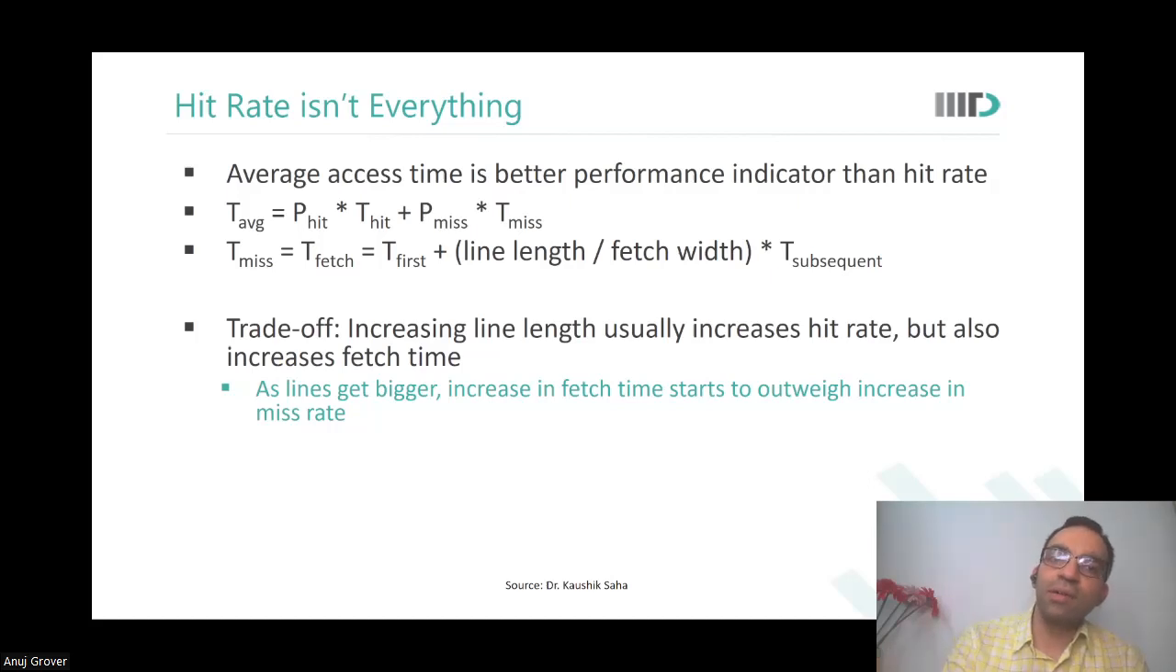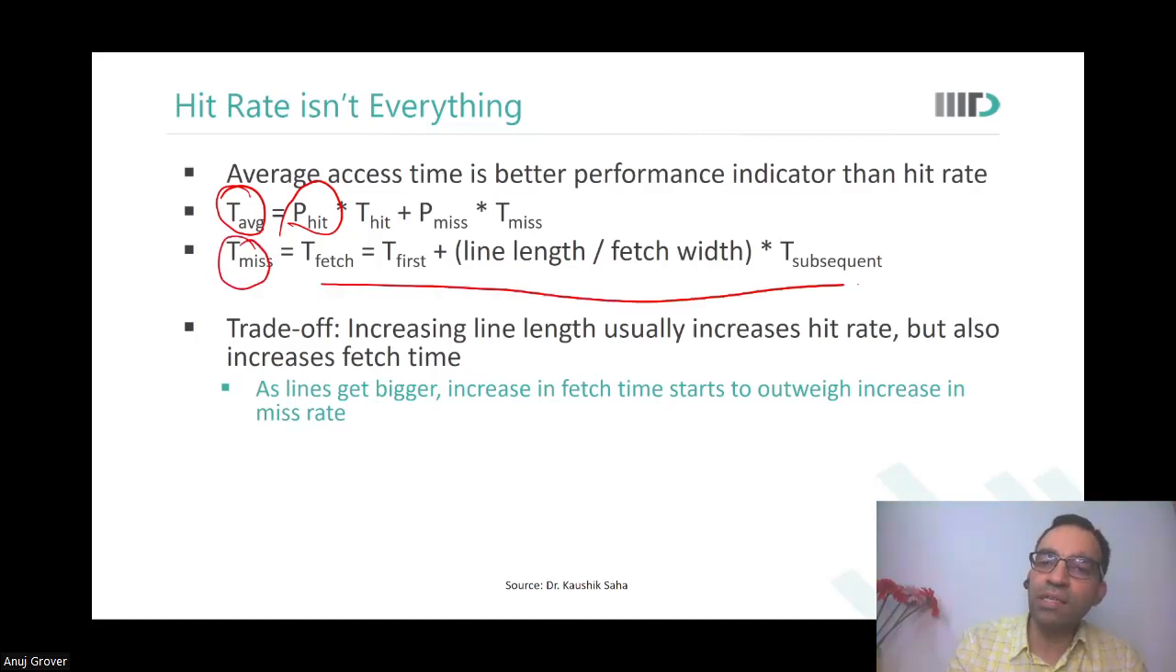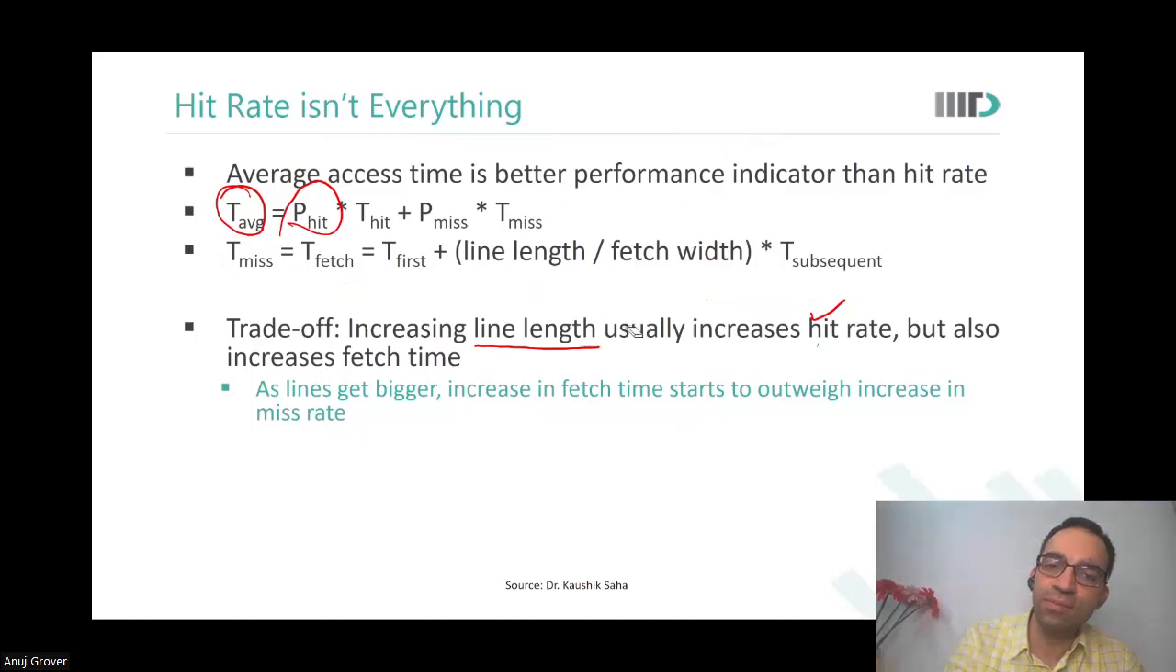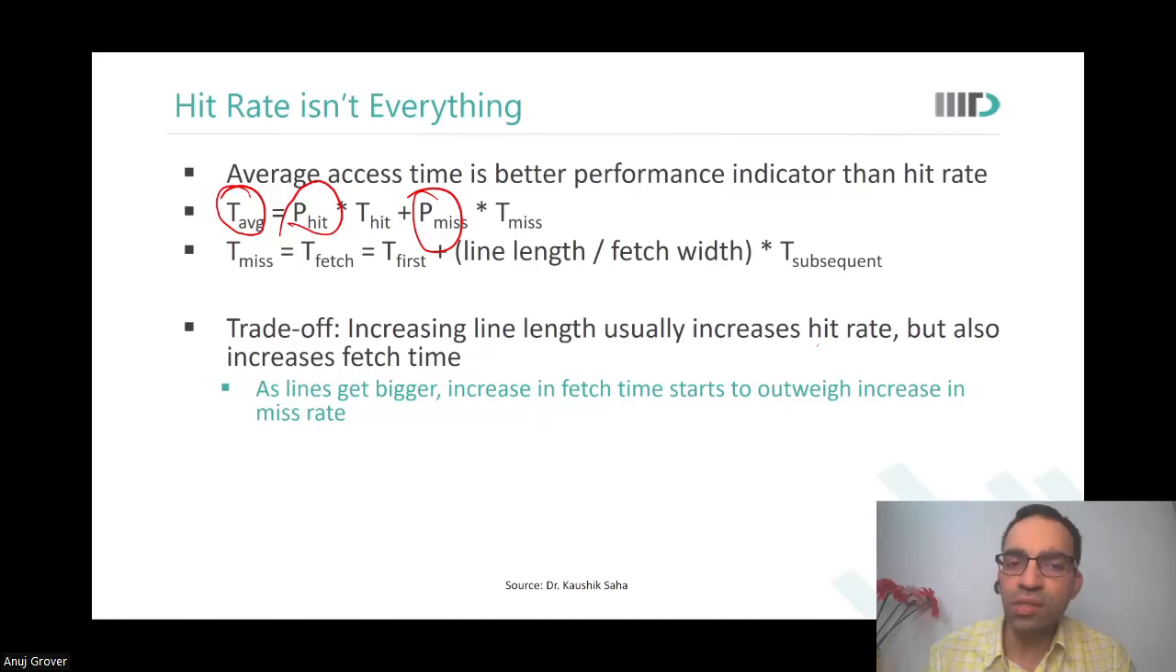So the important thing to realize is that the average access time is a more important performance indicator than just the hit rate, because average access time includes the miss and the miss penalty in terms of timing. So while increasing line length improves hit rate, it also increases fetch time. Is this clear? So the T miss will increase as you increase the line size, but the probability of hit would also increase and the probability of miss would reduce. It's a trade-off that you can always work out for your system.